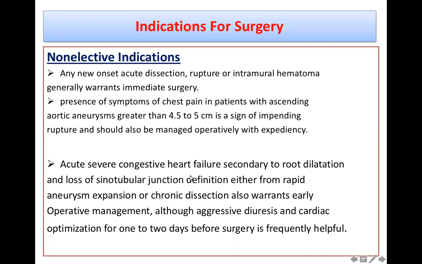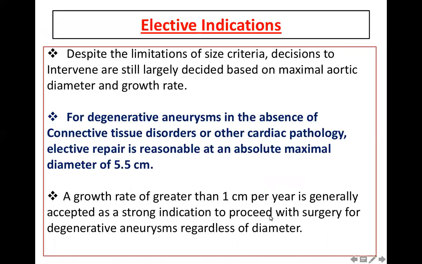Acute severe congestive heart failure secondary to root dilatation and loss of sinotubular junction definition, either from rapid aneurysm expansion or chronic dissection, also warrants early operative management, although aggressive diuresis and cardiac optimization for 1 to 2 days before surgery is helpful.